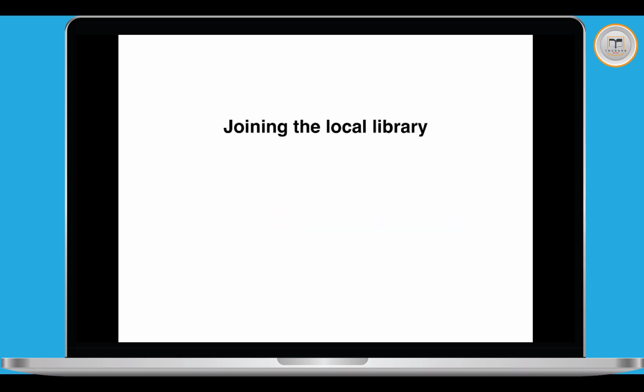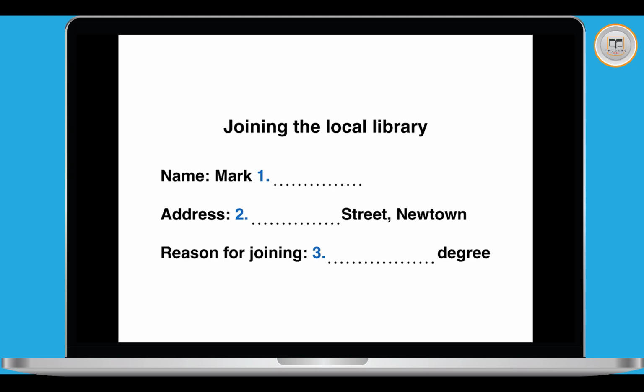You see joining the local library at the top of the page, and there will be some questions and some gaps like this. You can see name, Mark, and then question 1, address, question 2, etc. I'm going to read the transcript for this exercise and you can try and fill in the gaps. In these gaps, let's say you're allowed to use one word and or a number only. So you can use a word or a number or a word and a number. Here's the recording. Listen now.